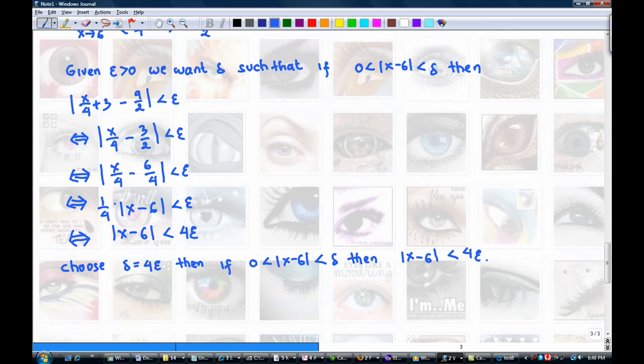So that's all. Hopefully you have some idea how to prove a limit using the epsilon delta definition.